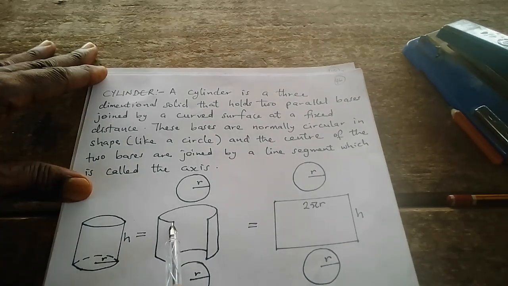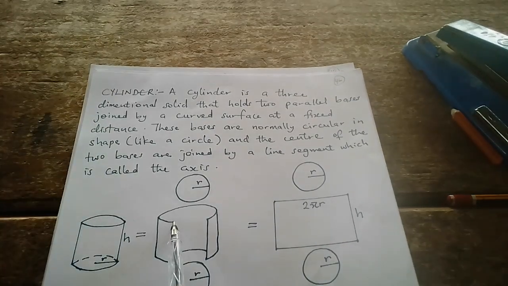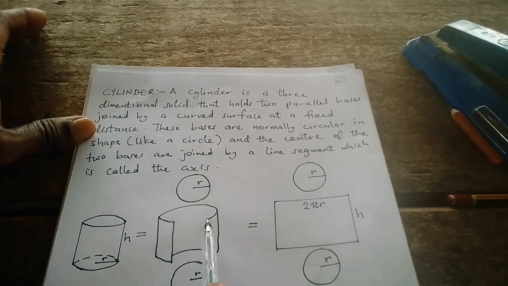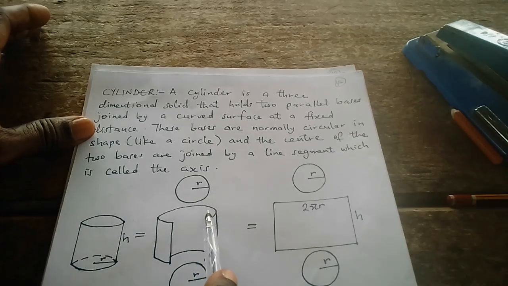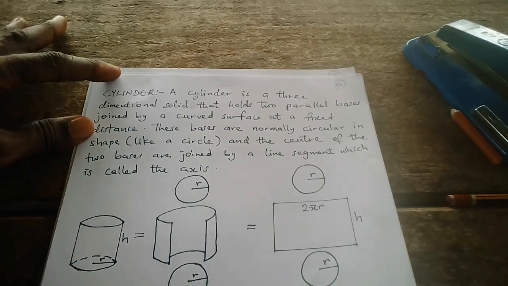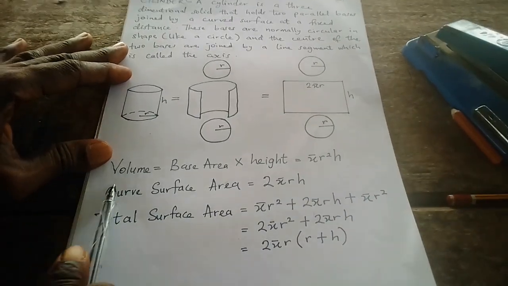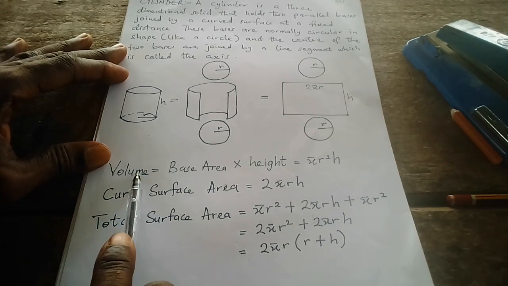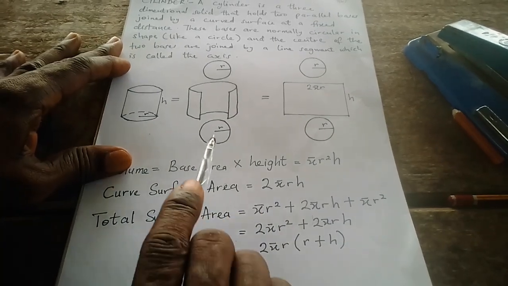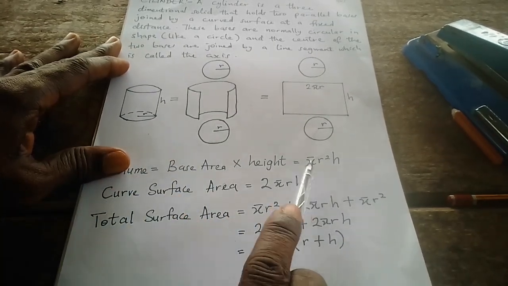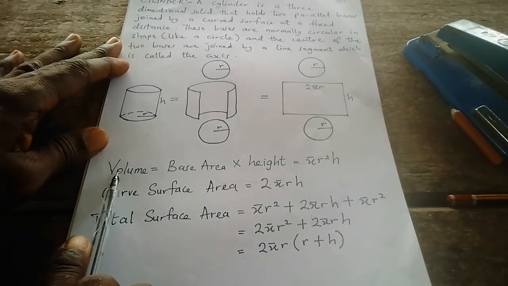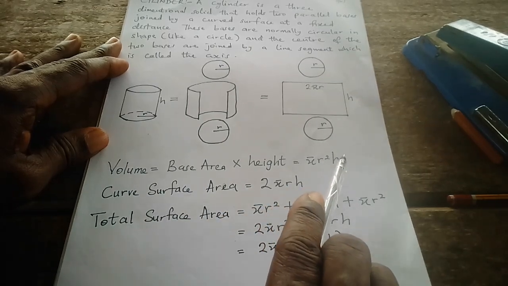So we take it that the length of the circumference of a circle is 2 pi r. So the circumference here will give you the length of the rectangle, then the height will give you the breadth here. So we now say that the volume of a cylinder is generally the base area times the height. The area of the base, which is a circle, is pi r square, times the vertical height here. So the volume of a cylinder is pi r squared h.